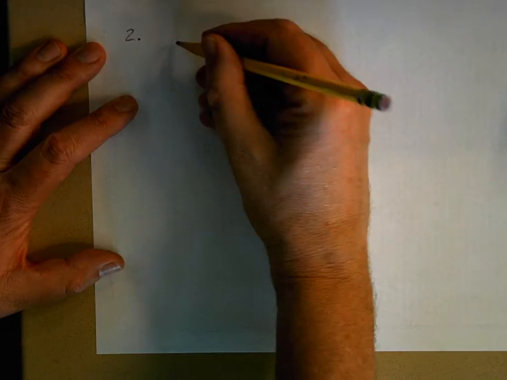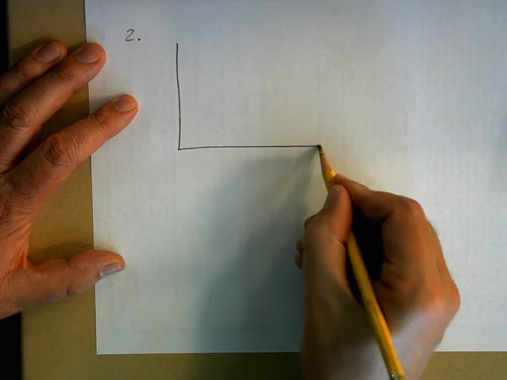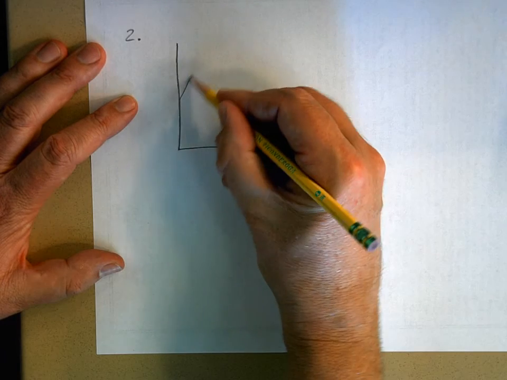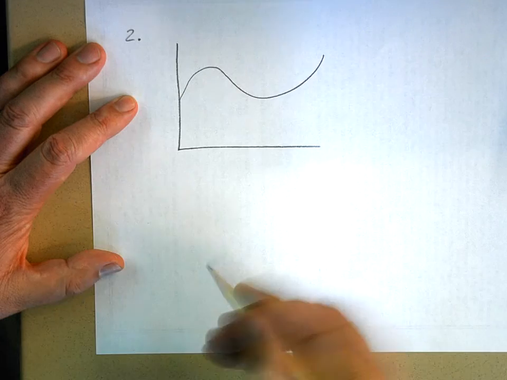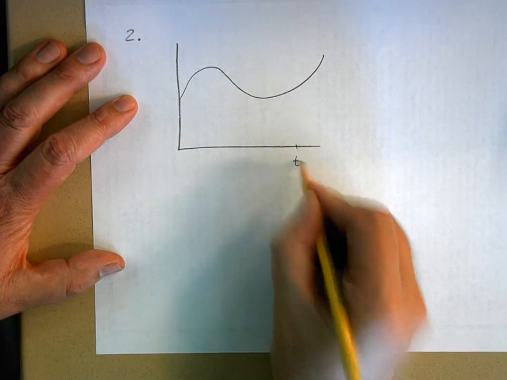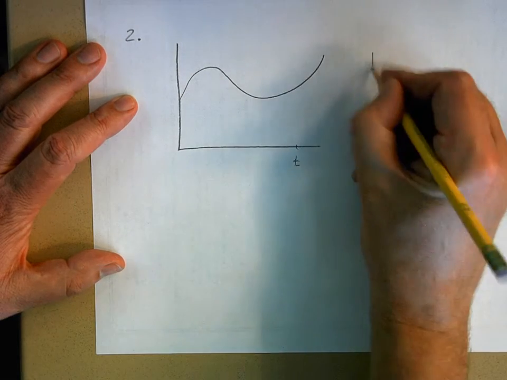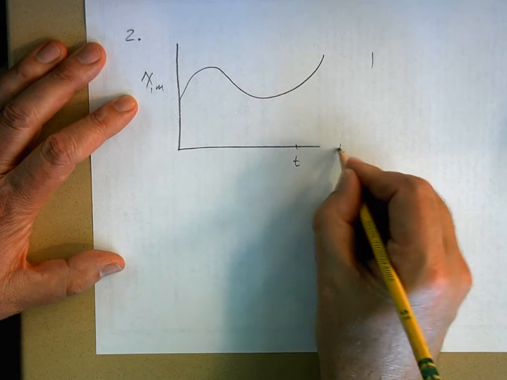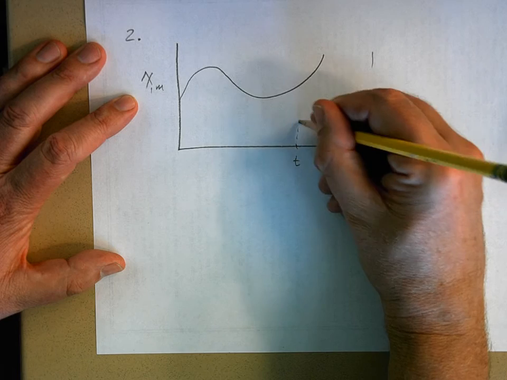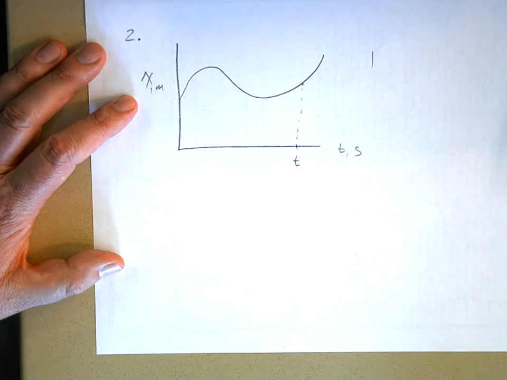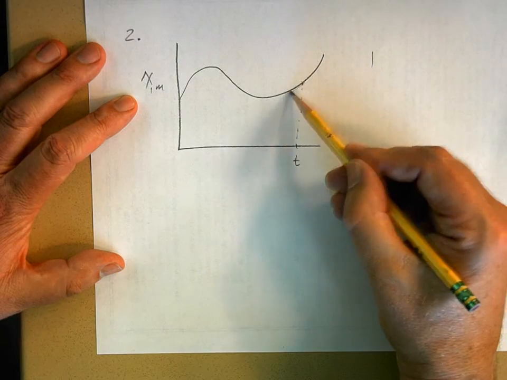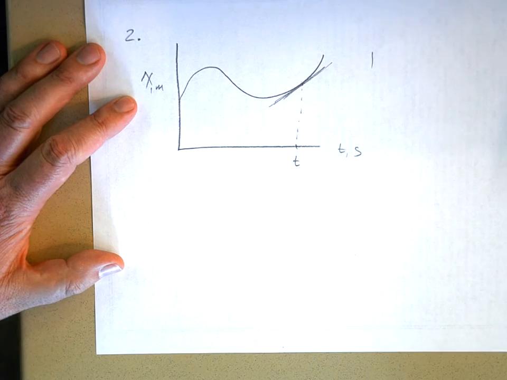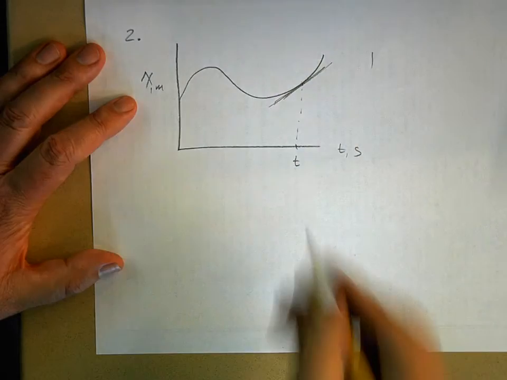I'm going to give you a position versus time graph, but it's going to be a curve, something like this. And maybe I'll say, hey, at this time right here, this is position in meters, time in seconds. At a particular time, you have to figure out what the instantaneous velocity is. That is the slope of the tangent line. So you have to figure out what the tangent line is, and then you have to figure out what the slope of that line is.